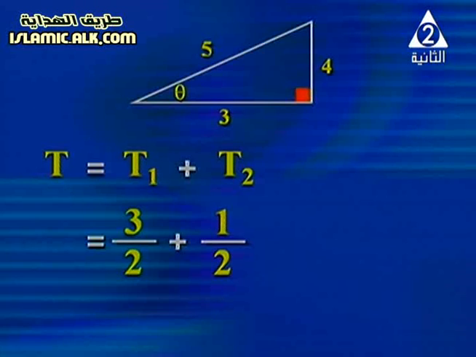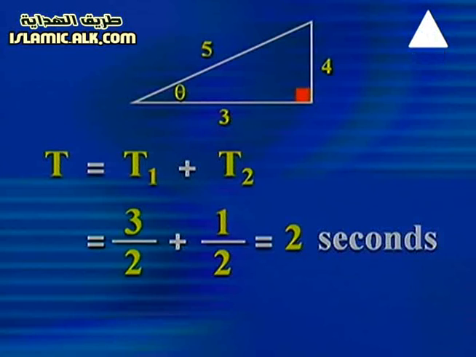Then the total time t equals t1 plus t2. The first t1 equals 3 over 2 and t2 half second, then t equals 2 second. By adding, 3 over 2 plus 1 over 2 equals 4 over 2 equals 2 second.